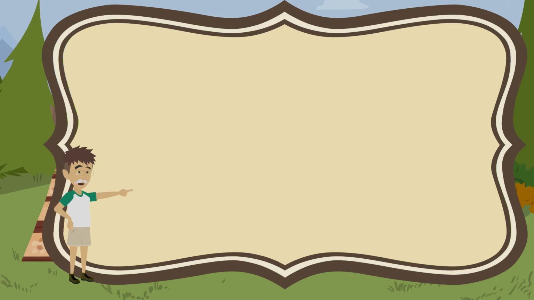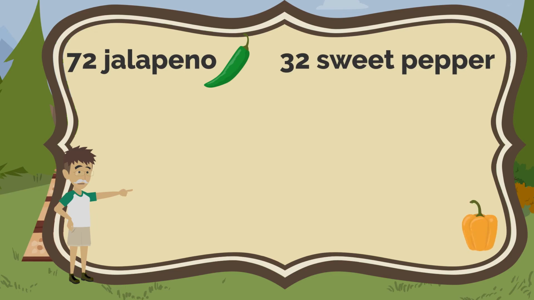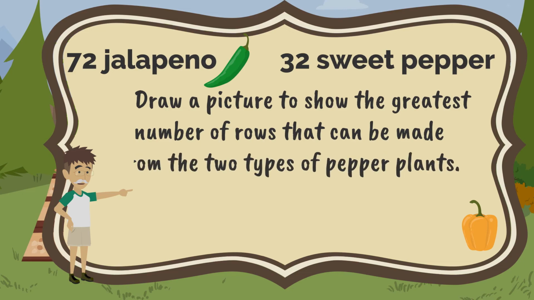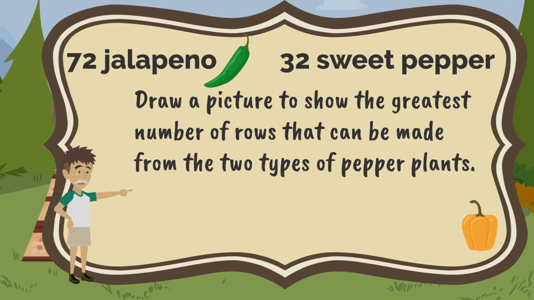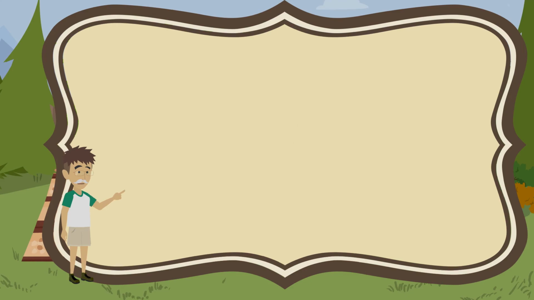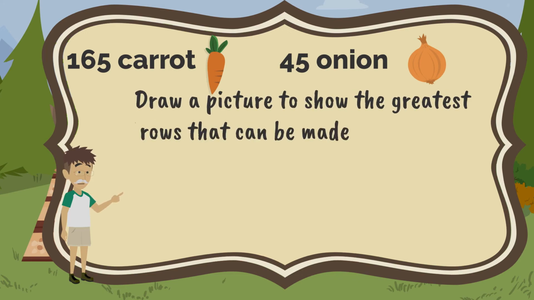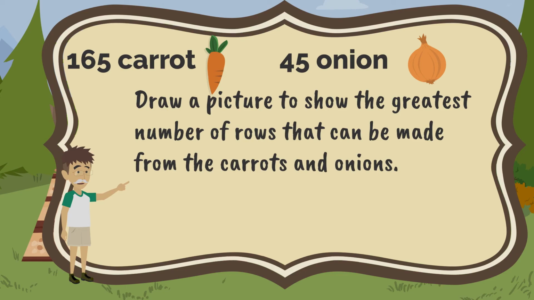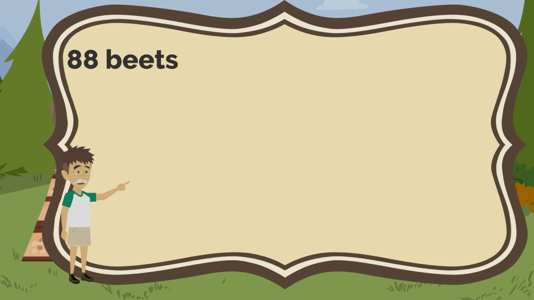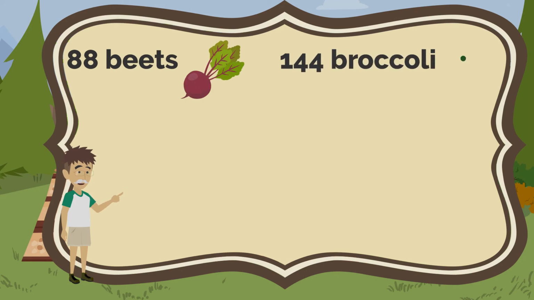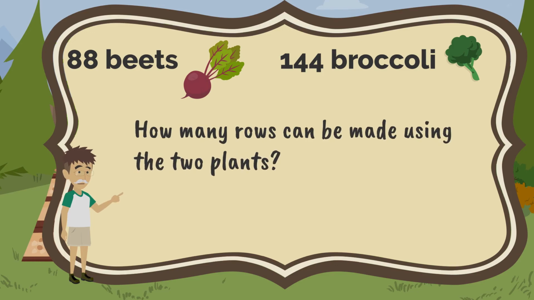I have 72 jalapeno pepper plants and 32 sweet pepper plants. Draw a picture to show the greatest number of rows that I can make from the 2 types of peppers. I am planning to plant 165 carrot and 45 onion plants. Draw a picture to show the greatest number of rows that can be made from the carrots and onions. I plan to plant 88 beets and 144 broccoli plants. How many rows can be made with the 2 plants?